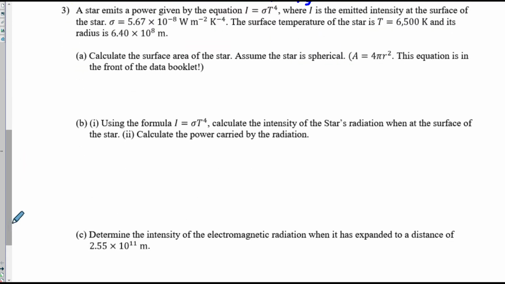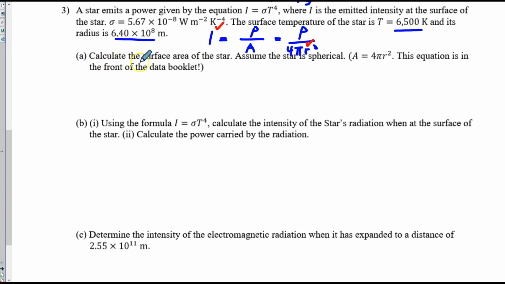Number 3, a star emits power given by this equation, which is really intensity, isn't it? I is the emitted intensity at the surface of the star. Here, sigma is a constant, and that never changes, and the temperature of the star is given as 6,500 Kelvin. The radius is this. I'm already starting to think intensity is power over area, or for a spherical star, the area is 4 pi r squared. I know r already, don't I? And I can find I from the equation.